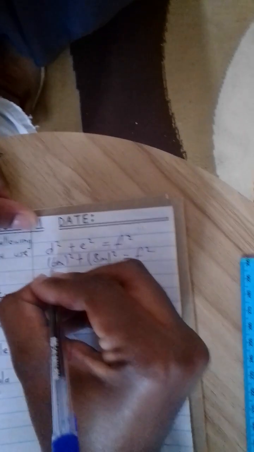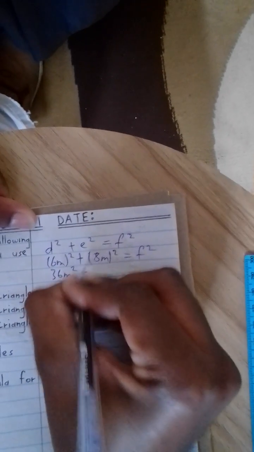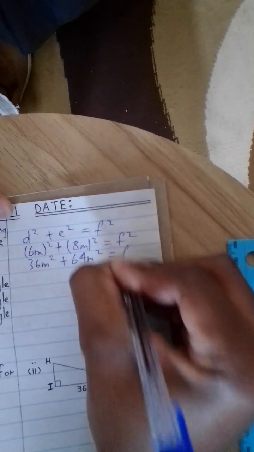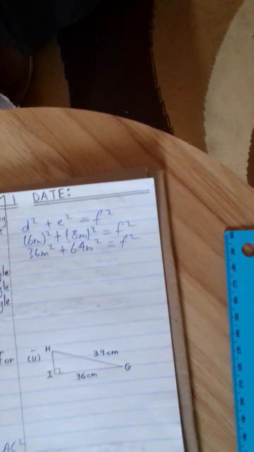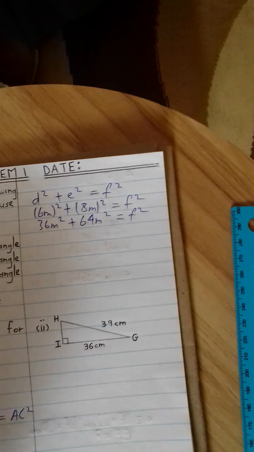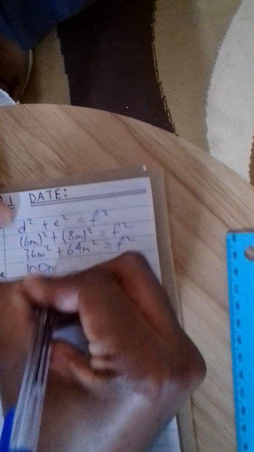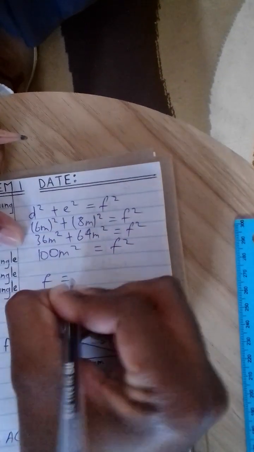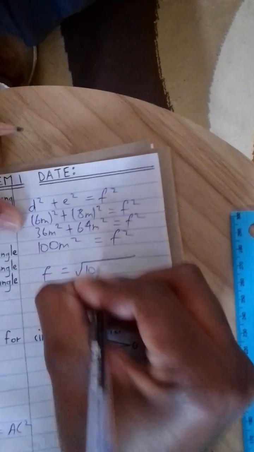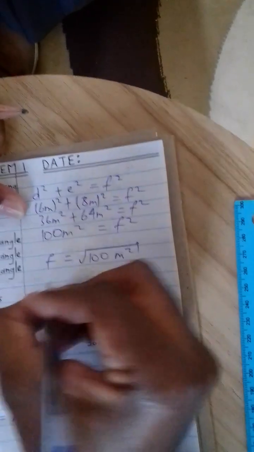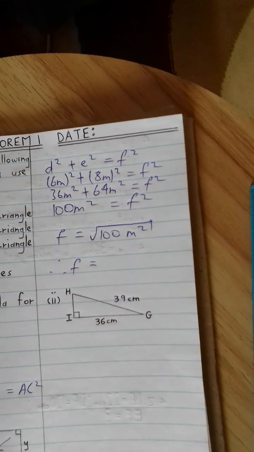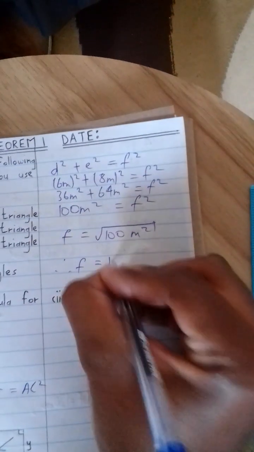6 squared is 36 square meters plus 8 squared, 64 square meters, is equal to F squared. 36 plus 64, 100 square meters is equal to F squared. So F is the square root of 100 square meters. So final answer, F is 10 meters.